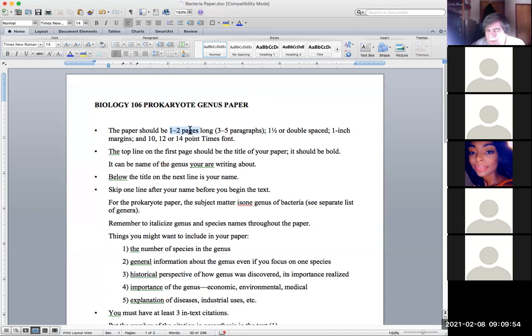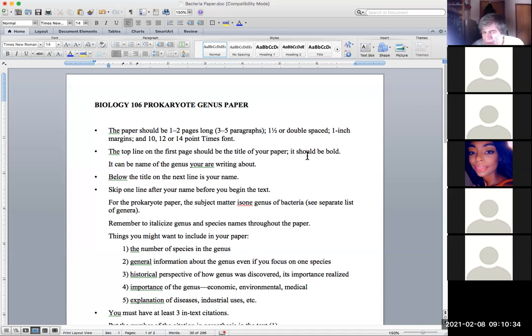Now your whole paper is only going to be 1 to 2 pages, so it's not going to be very long. 3 to 5 paragraphs. Can be either 1.5 or double spaced. You're going to have 1-inch margins. So most of these things are similar to what you would have typed out if you were typing a hard copy. You're going to use 10, 12, or 14-point font, and it's going to be Times or Times New Roman. There are a couple of variations of Times, but that's kind of a standard font for a lot of technical papers. So we're going to use that.